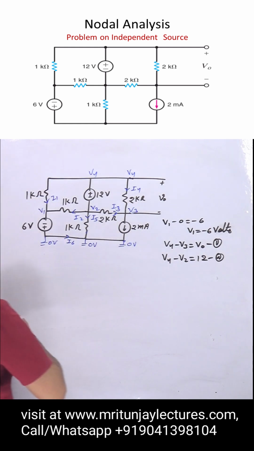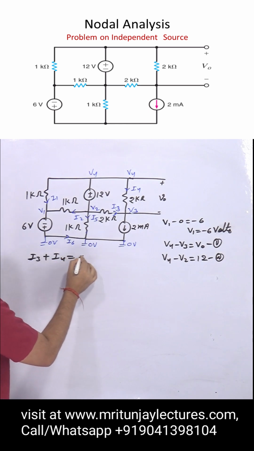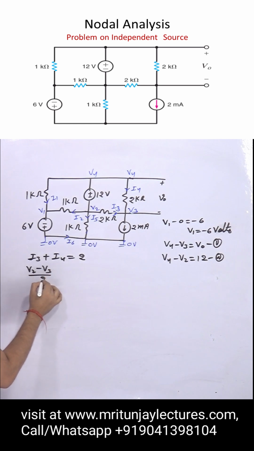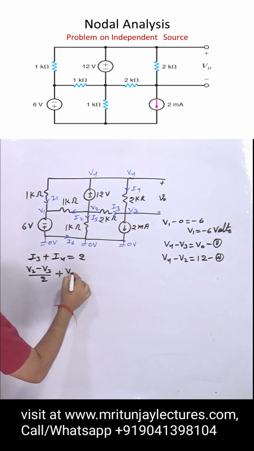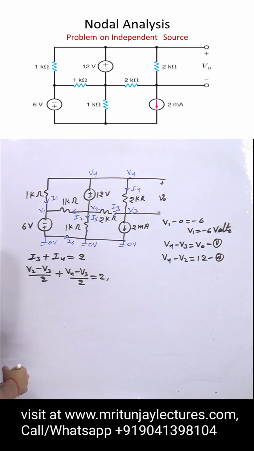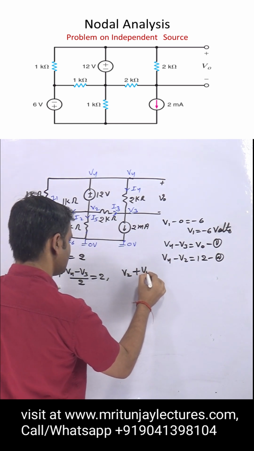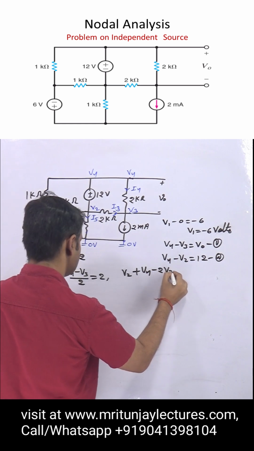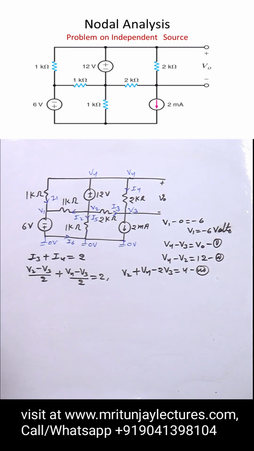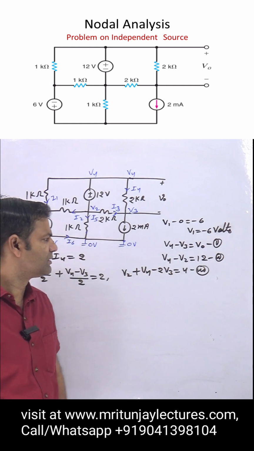Now the next target is I3 plus I4. I3 plus I4 will be equal to 2 ampere. I3 is written as V2 minus V3 divided by 2. I4 is written as V4 minus V3 divided by 2. This will be equal to 2. So V2 plus V4 minus 2 times V3 will be equal to 4, equation number 3.